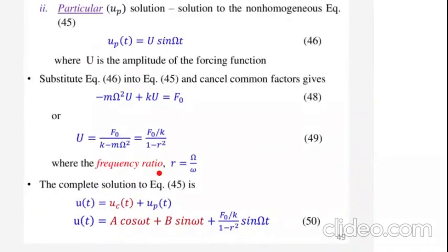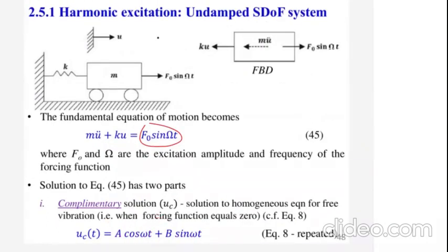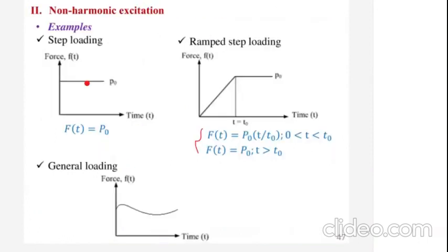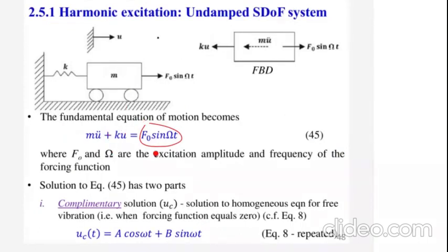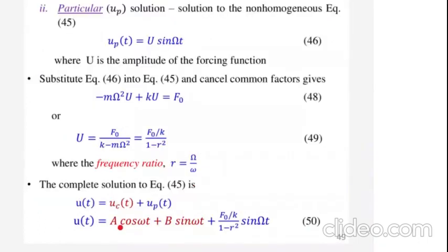So now the equation for the non-homogeneous part, the solution to this equation, considering this F naught sine omega t, is as shown here: u_p equals U sine omega t. Okay? So now you see we have two parts, the complementary and the particular solution. U, the capital U, is the amplitude of the forcing function.